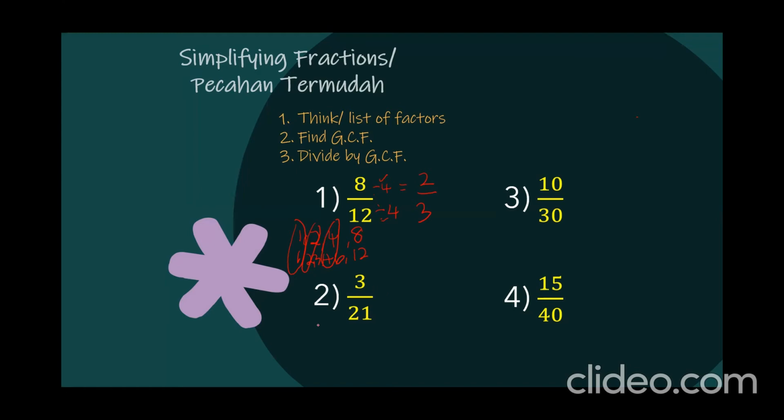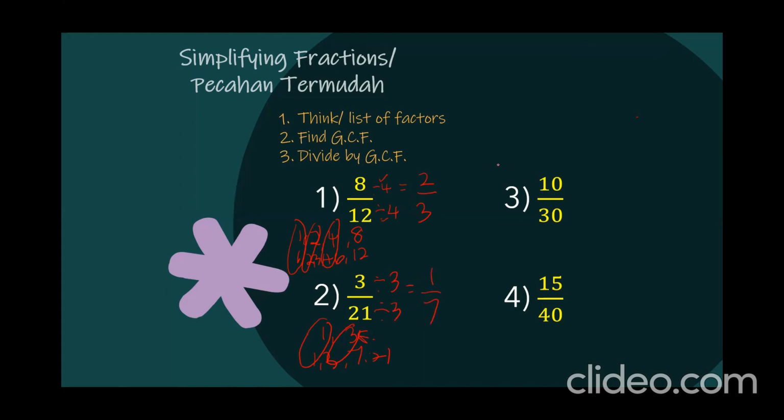So let's start with 3. We have 1 and 3 for number 3, and we have 1 and 21 for 21. We also have 3 and 7 for 21. So look at the common factors. We have 1 and 3. Now you have to select the greatest common factor. So we got here 3 is the greatest common factor. So 3 has to be divided by 3, and 21 also has to be divided by 3. So we got 1 over 7.